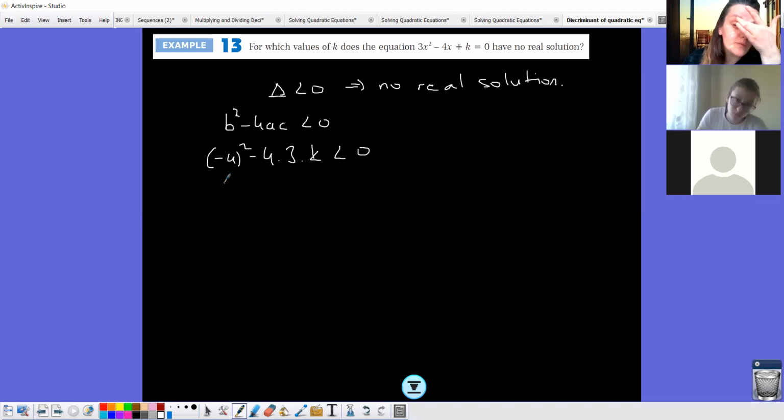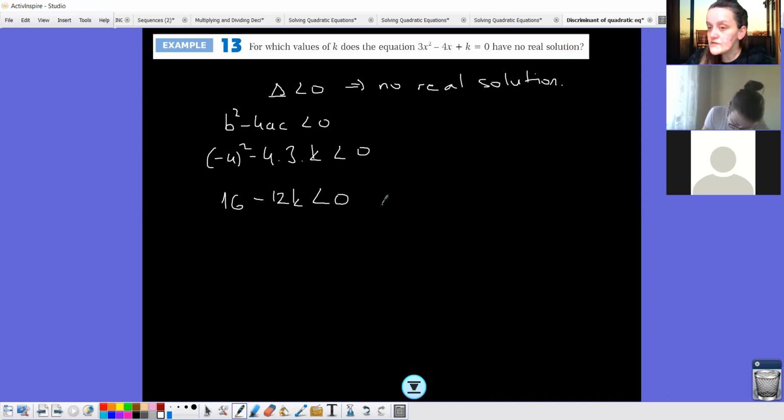Minus 4 squared will be 16, absolute value 16. And here what we have is minus 12k less than 0. I will take minus 12k to the other side, or you can take 16 to the other side. If I take 16 to the other side, it will be minus 12k is less than minus 16.